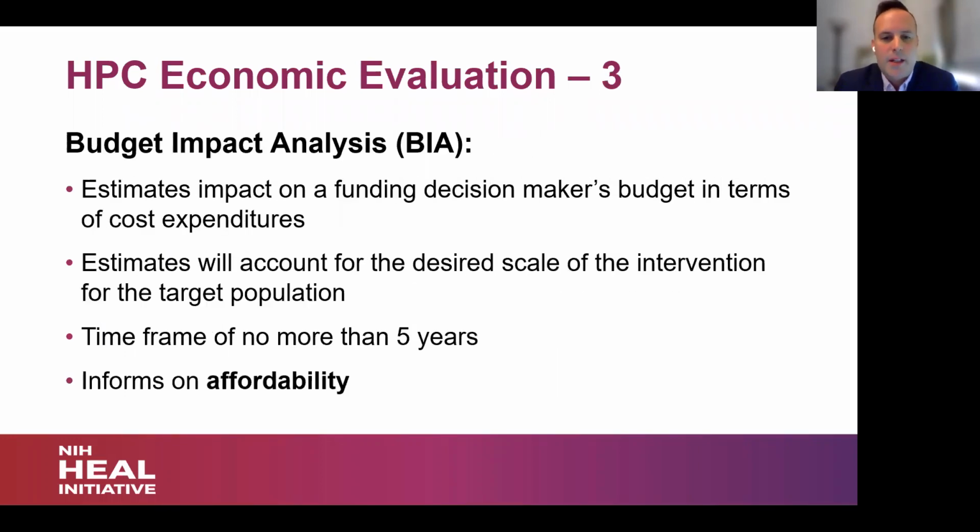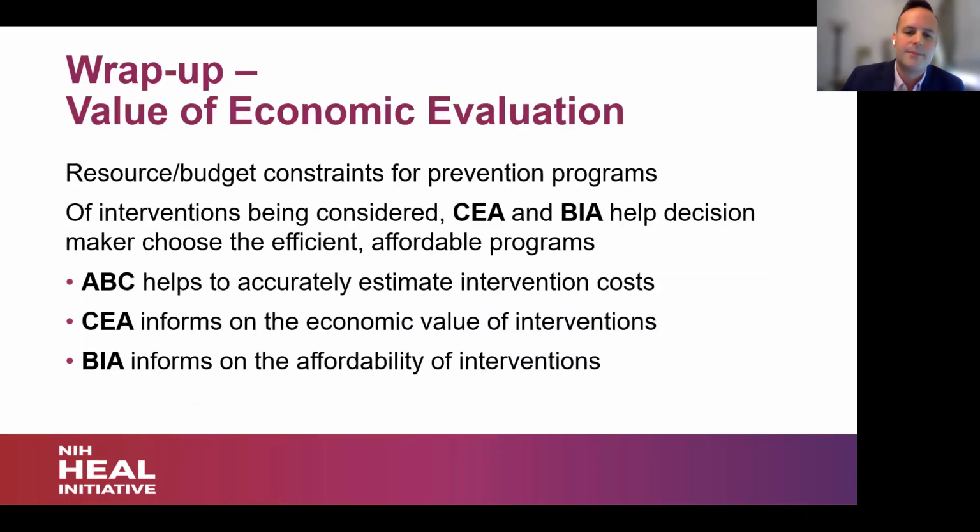So budget impact analysis, or BIA, estimates the impact of funding for an intervention on a decision maker's budget in terms of the cost expenditures. The estimates account for the desired scale of the intervention and the target population using a time frame of no more than 5 years. BIA results are increasingly being used alongside cost effectiveness analyses to inform on the affordability of interventions in question. Next slide.